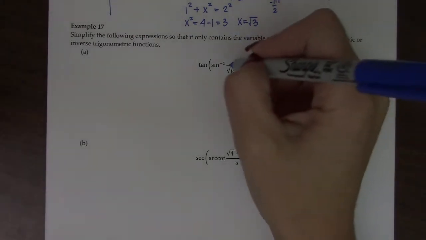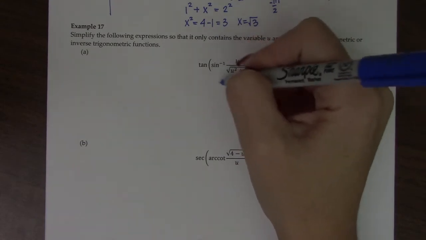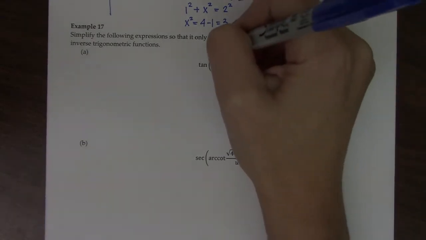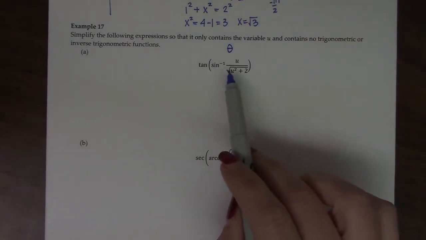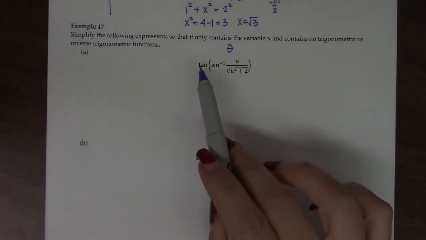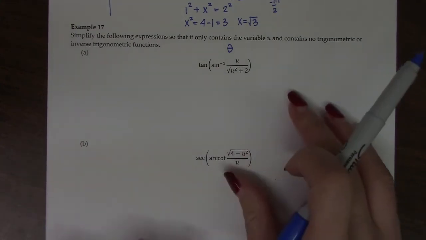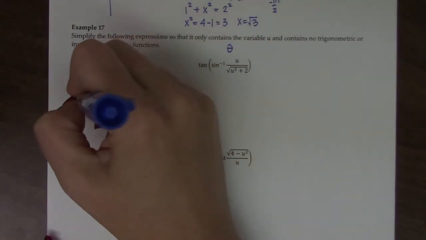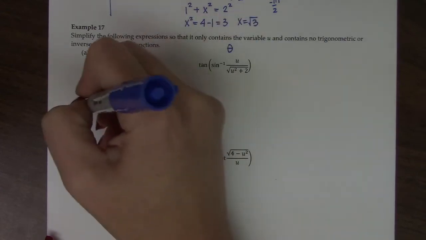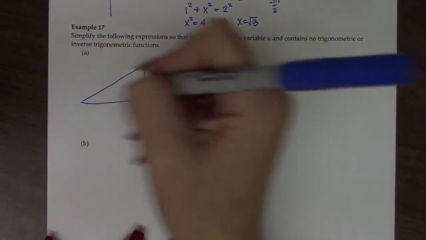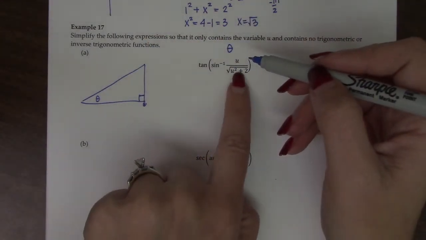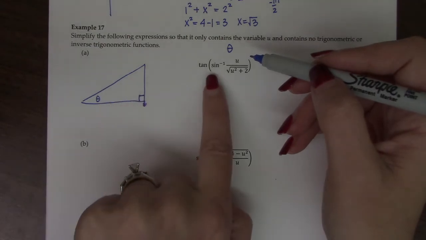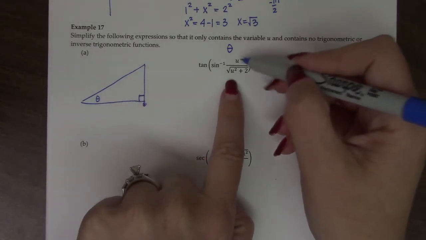So once again, inverse sine, or inverse any trig function, spits out an angle. So if we can figure out a way to draw our triangle to label theta, then all I have to do is read the triangle to get tan of theta. So I'm going to set up a right triangle and label my angle theta. So if arc sine of this equals theta, then sine of this angle theta equals this.